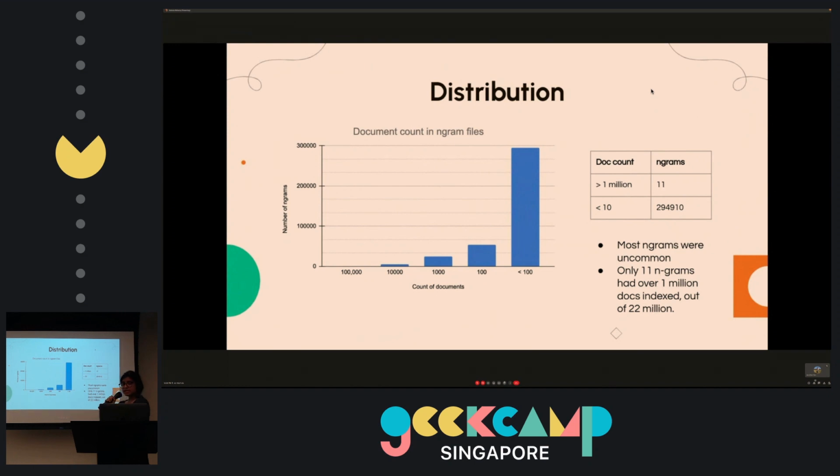So you can see that most ngrams are pretty unique, which means that about 294k ngrams out of the 393k have only 10 documents or so. So if I can correctly identify the ngrams, I have a pretty good chance of getting what the user is looking for. There are only 11 ngrams which have more than 1 million documents. So distribution-wise, we were pretty safe and we were good on accuracy.